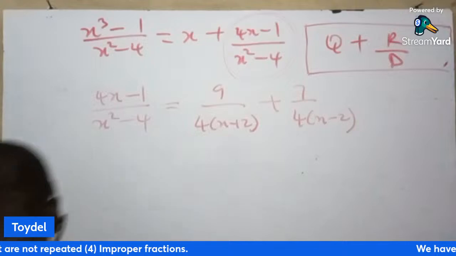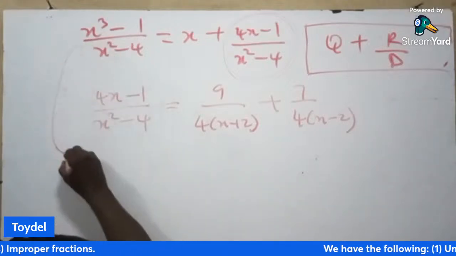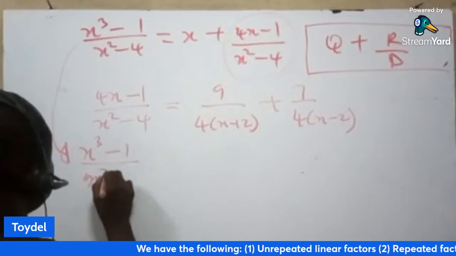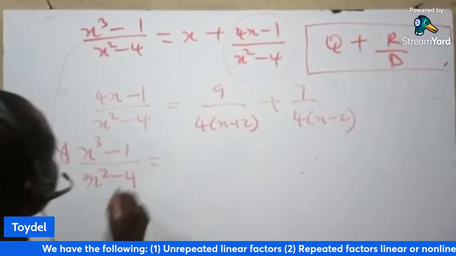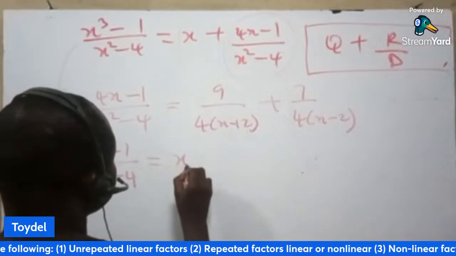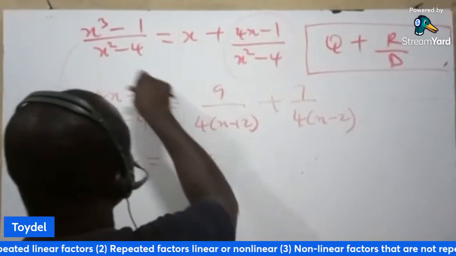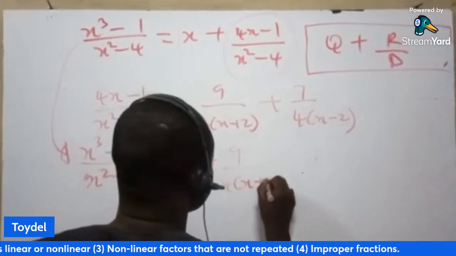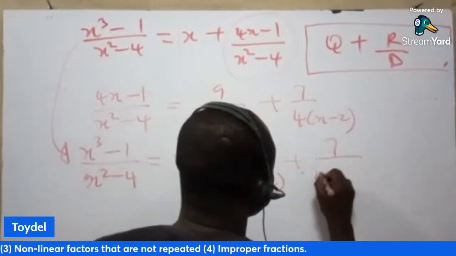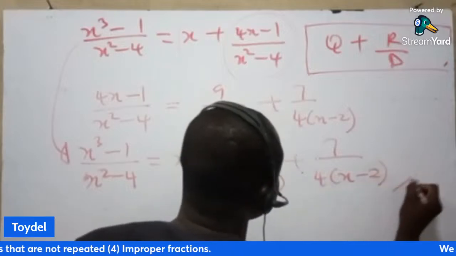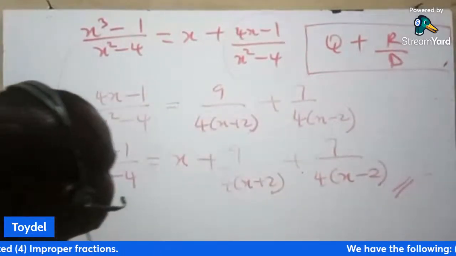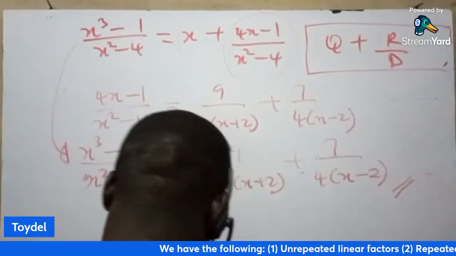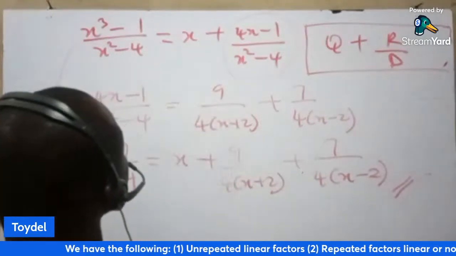Finally, this is what we are given. x cubed minus 1 all over x squared minus 4 will now be equal to, we first write this one, x plus, what is the relation of everything here? You just put the value here. 9 all over 4 into bracket x plus 2 plus 7 all over 4 into bracket x minus 2. And that is the final answer. So we have been able to resolve this into the sum of its partial fractions.